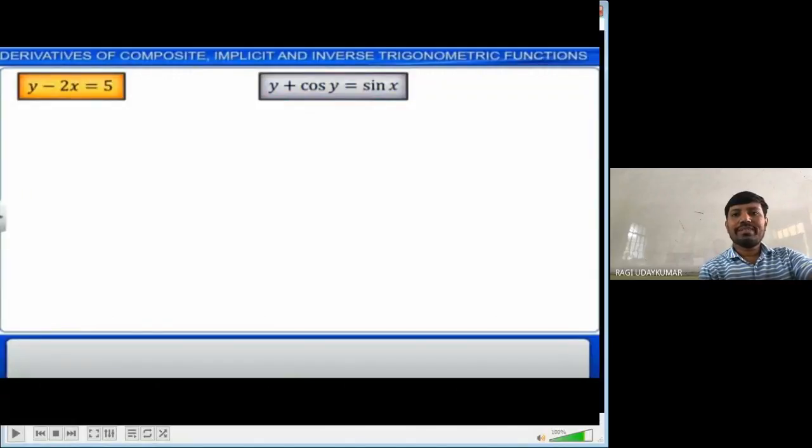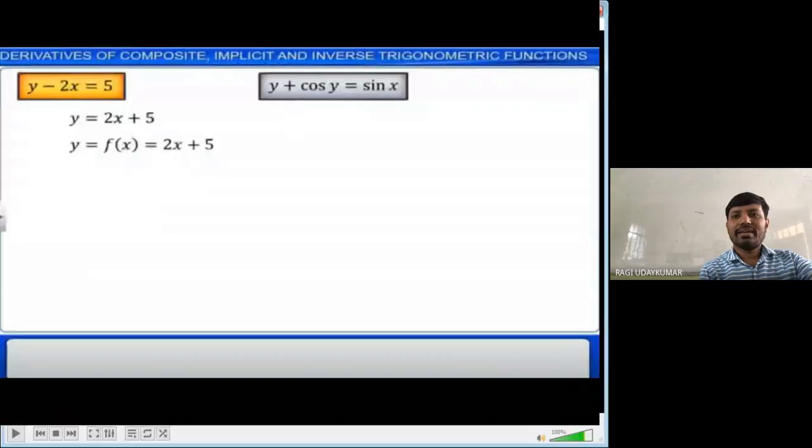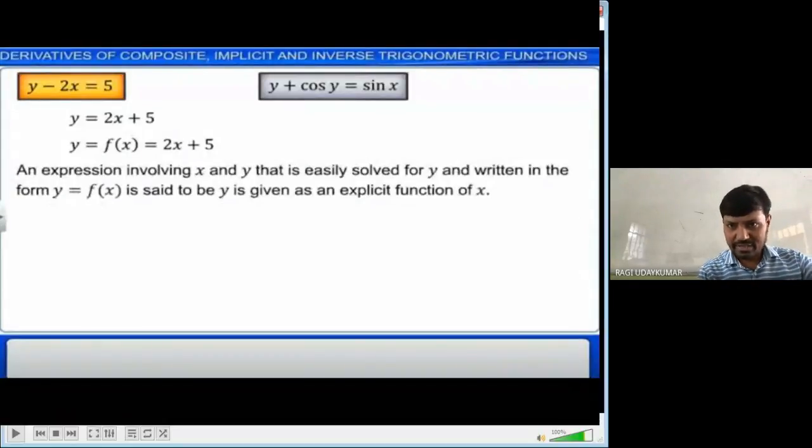One function is y minus 2x equal to 5 and another function is y plus cos y equals sin x. If you want to write this as y equals f of x, you can write an expression involving x and y that is easily solved for y. You can write y equals something in the first situation, but you cannot in the second situation. If it is solved for y and written in the form y equals f of x, it is called an explicit function.